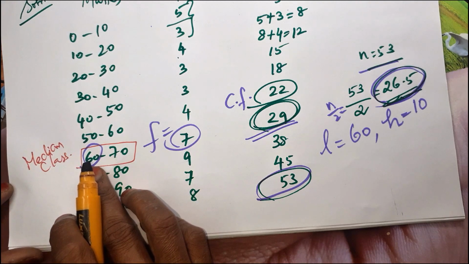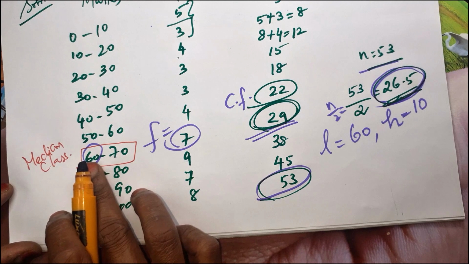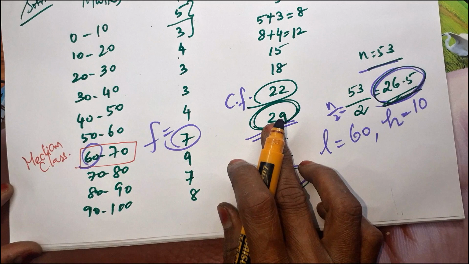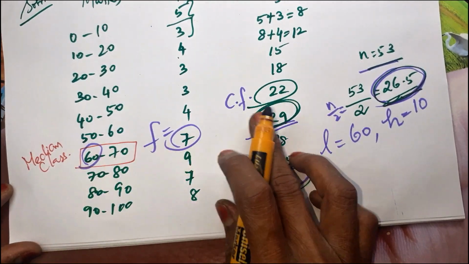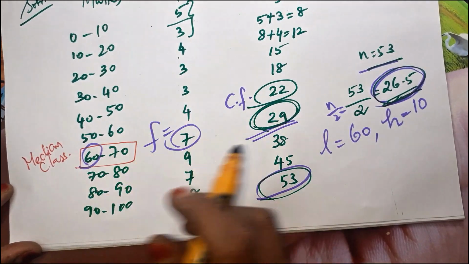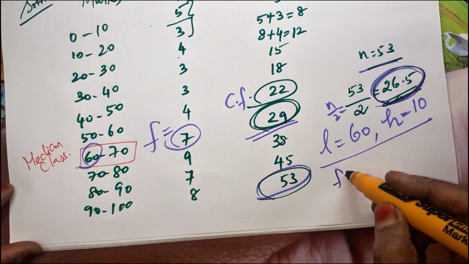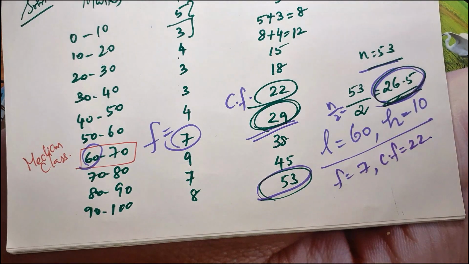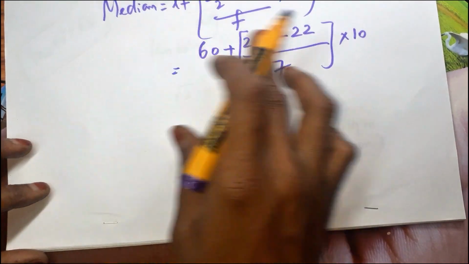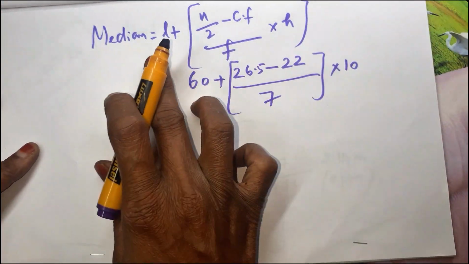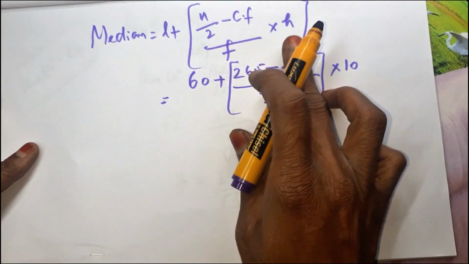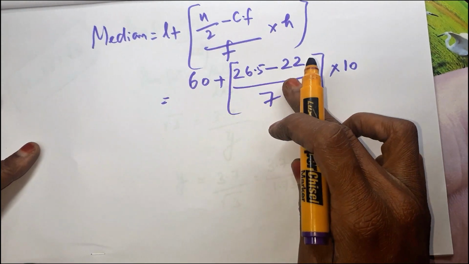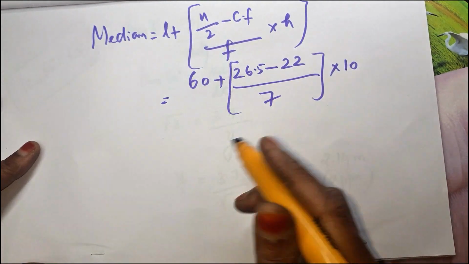In that, the lower limit is L. L is equal to 60, and the frequency corresponding to the median class is F, and the cumulative frequency preceding this median class is CF, and the size of the class interval is H. So F is equal to 7 and CF is equal to 22. So the formula for median is L plus (N by 2 minus CF) by F into H. So L we got as 60, N by 2 is 26.5, and CF is 22, by 7 into 10.